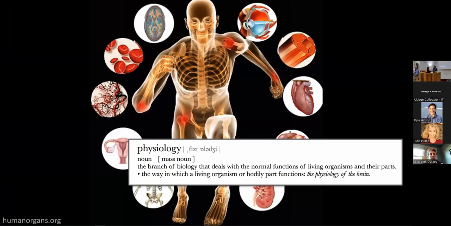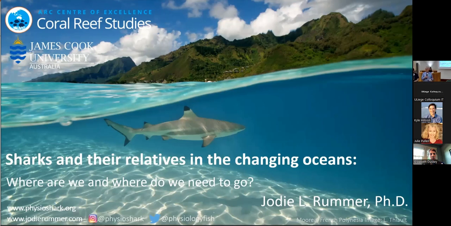So Jody Rumber comes to us from James Cook University in Australia. She's a fish physiologist focusing on the role of oxygen in fish. She's done some fantastic work and gotten a lot of awards, an equal amount of awards for her communication skills. And as you learned from the panelists, communicating to the public about ocean deoxygenation is very important, and Jody's done a great job on that.